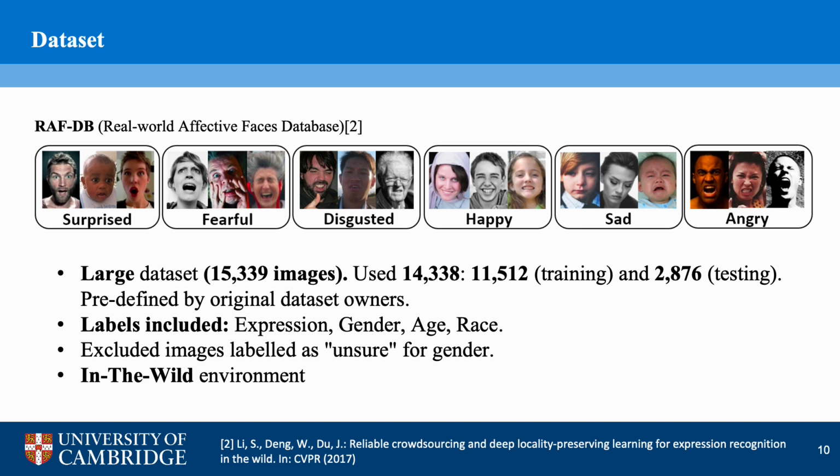We utilize a subset of the dataset consisting of 14,388 images with 11,512 samples used for training and 2,876 samples used for testing within our experiments. This training and testing split has been predefined according to the instructions in the original dataset.